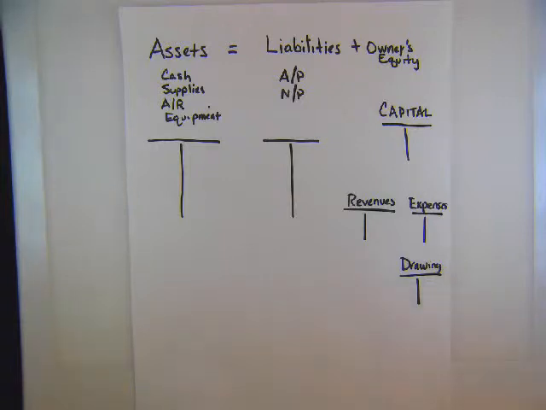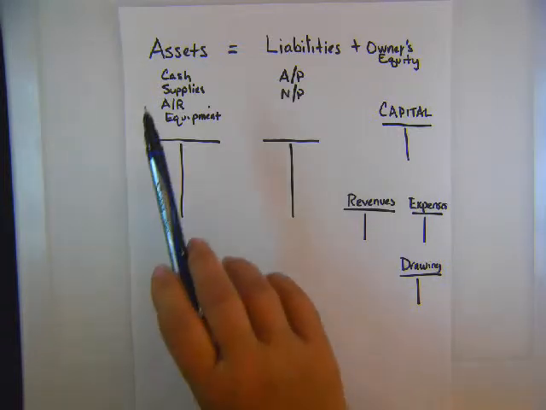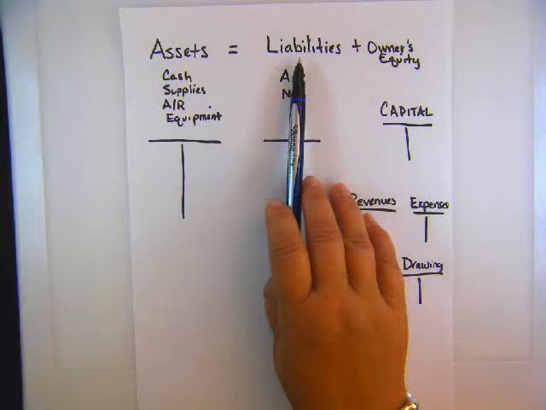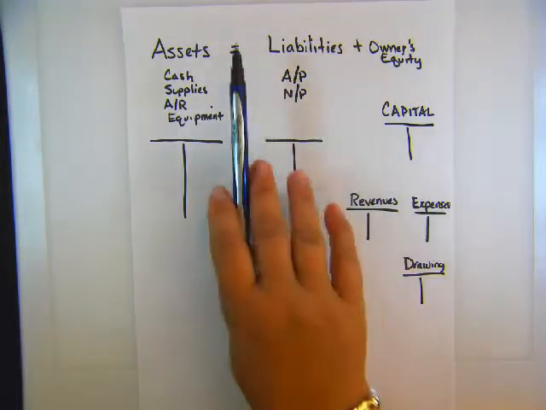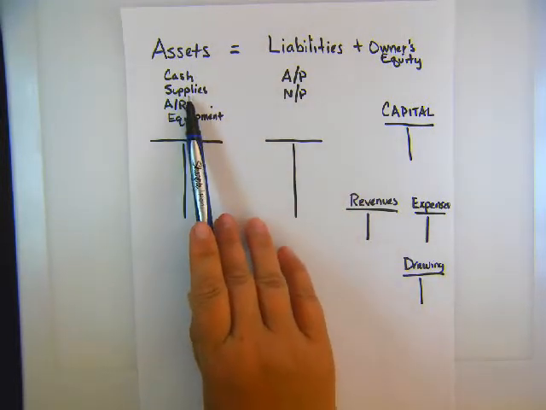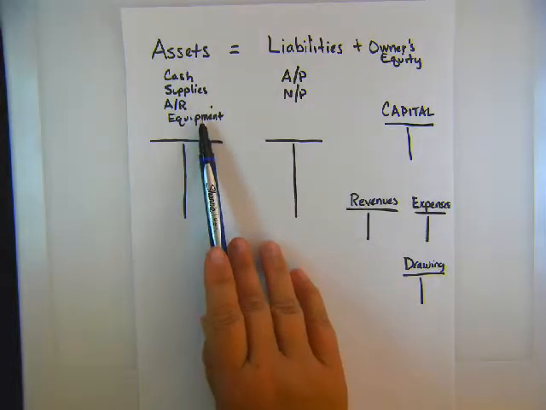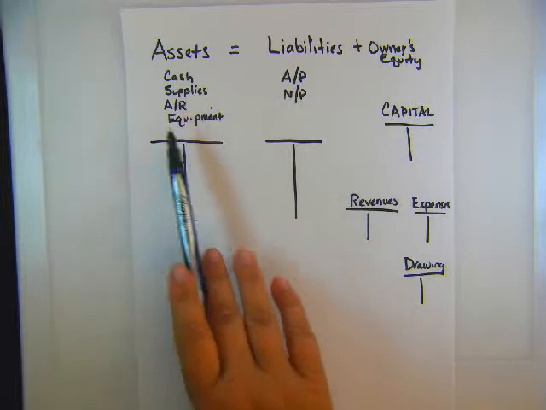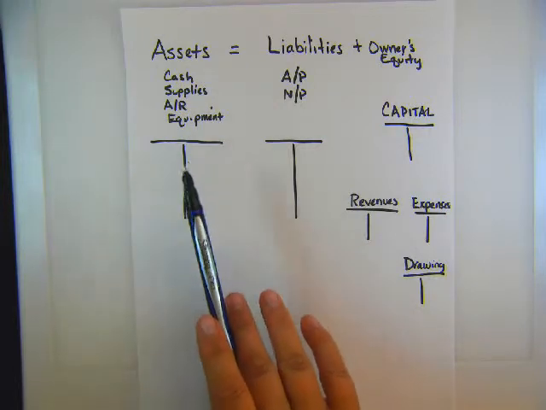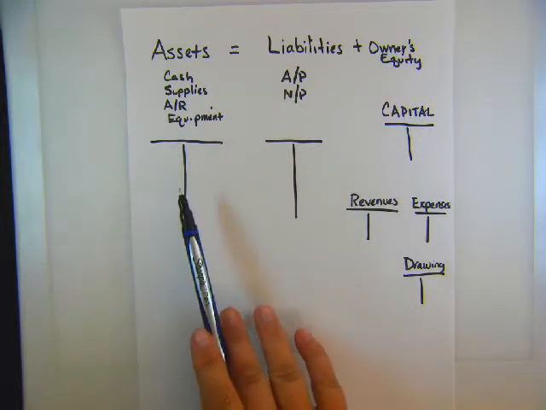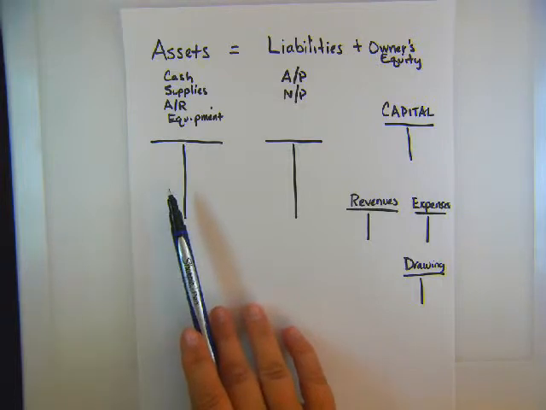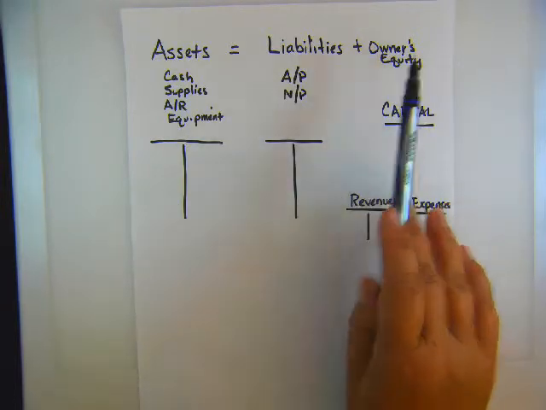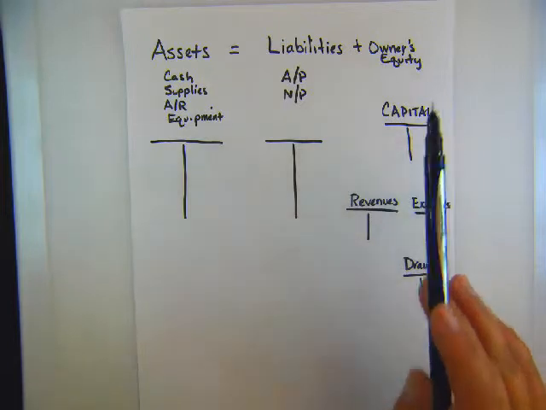Okay, so we are going to do a quick review on how T accounts work in accounting. We start with our basic accounting equation, assets equals liabilities plus owner's equity. Assets are things like cash, supplies, accounts receivable, and equipment. So anything that would qualify as an asset will function in the same manner in a T account. Liabilities and owner's equity are on the right.